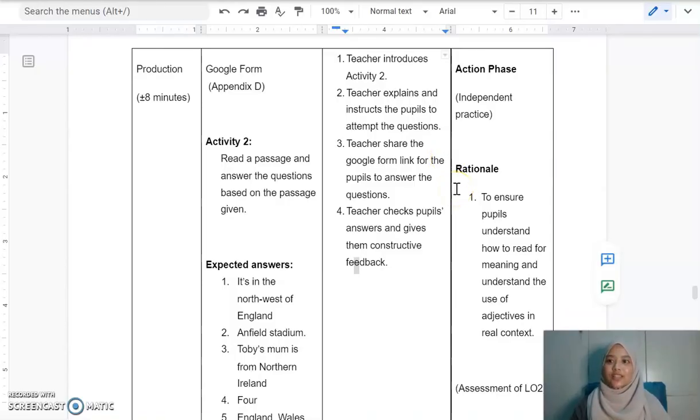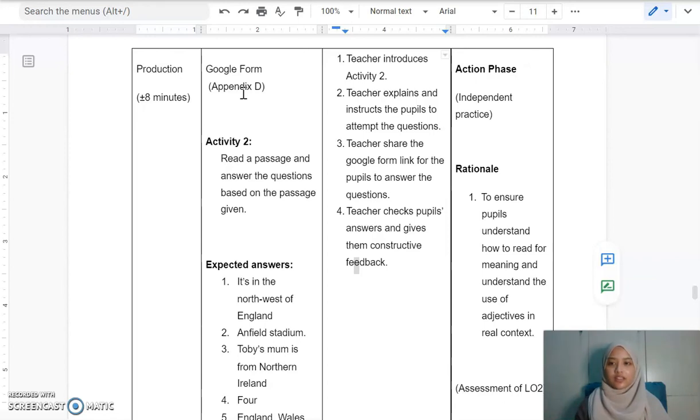Okay, so now let's continue to the next stage, which is production. In this stage, we'll be using Google Form as our platform to integrate ICT in the lesson, as the pupils can experience and use the Google Form by themselves. Before we share the link to the Google Form with the pupils, the teacher will explain to the pupils how to use and answer the Google Form first, as some of them might be unfamiliar with it.